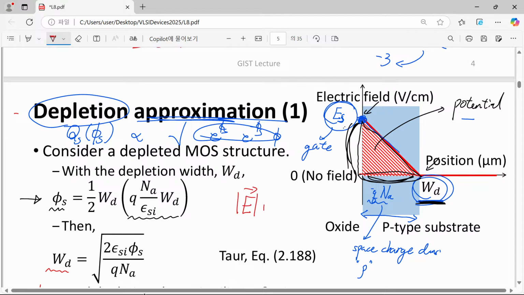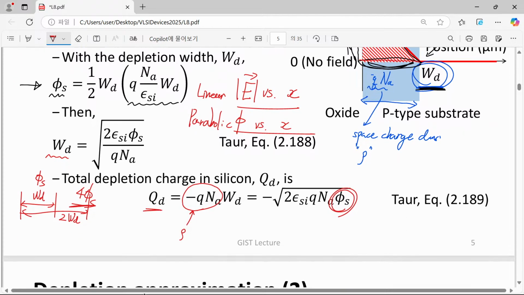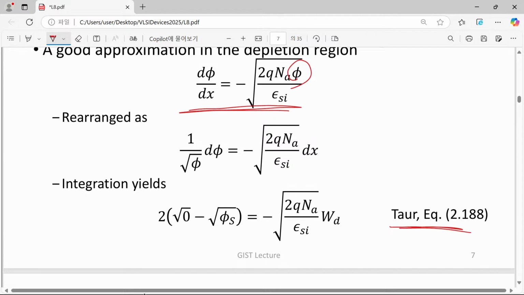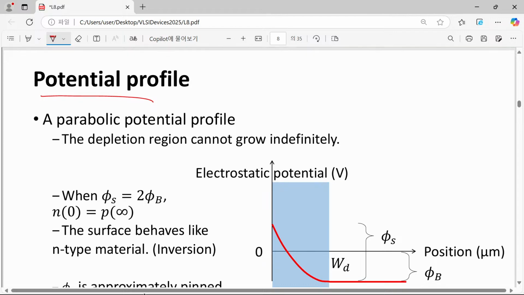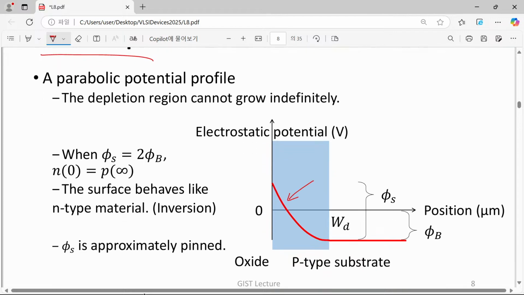So up to now, we have just introduced the depletion approximation, and the electric field versus position is given as just a straight line. So potential is obtained by integrating this electric field once again. Since this is a straight line, when we draw potential versus position, we will have a parabolic function of x that is shown here.